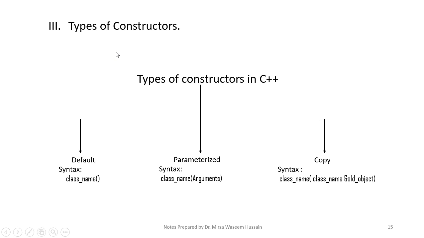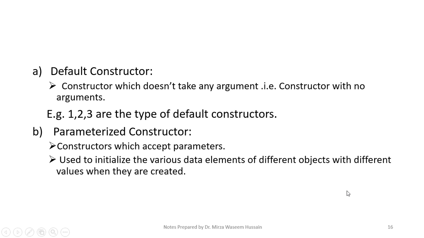Now let's move towards the types of constructors. Constructors in C++ are partitioned into 3 types: default, parameterized, and copy constructor. Here is the syntax of default: class name. The name of the class should coincide with the constructor name. Parameterized: class name with some arguments. Copy constructor: class name, with arguments being class name, address, and object name.